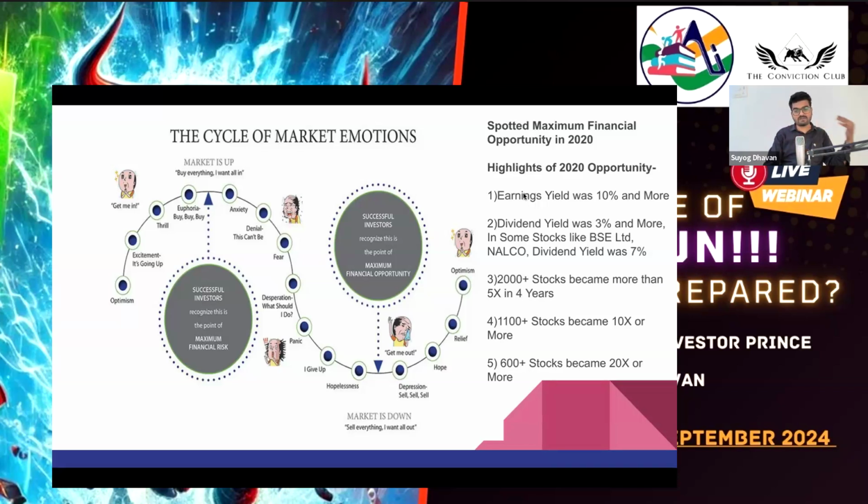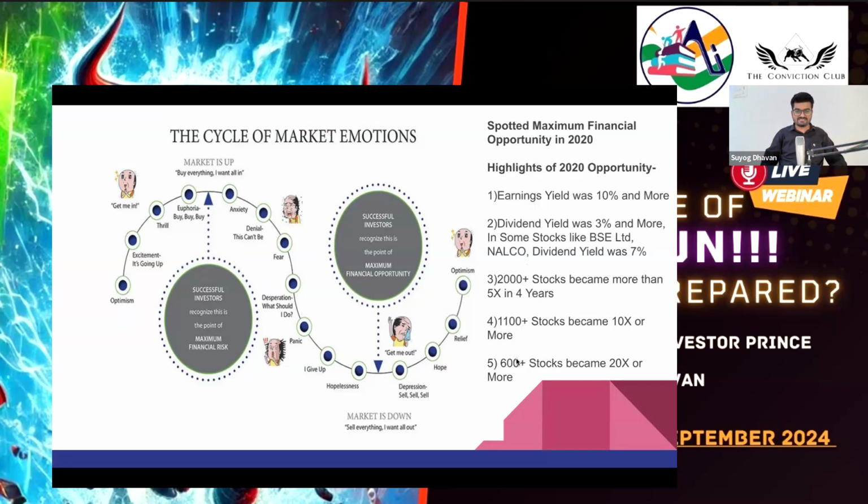Stocks like Nalco and BSC had a dividend yield of upwards of 7%. NHPC had upwards of 8% dividend yield. No one was bothered to look at those. Now 2000 stocks have become more than 5x in 4 years. 1100 stocks have become 10x or more. 600 stocks have become 20x or more.